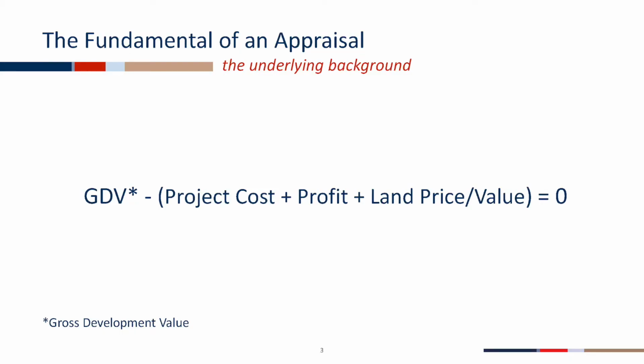On the screen is the underlying background for an appraisal. What we have here is the basis for the assessment, whether that be for a viability or for a residual analysis. If I just talk about the components here, we'll go on to elaborate as to how they're used within viability and within residual appraisals. But we should know that GDV stands for gross development value. If you're taking the project costs out of that, an element of profit, and the land value, you should get to an answer of 0.